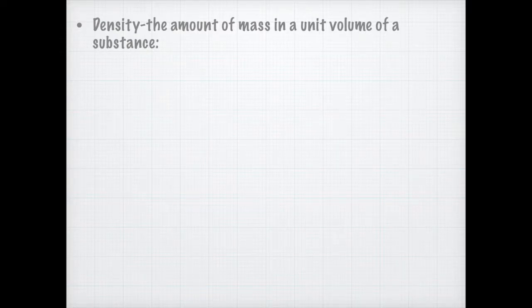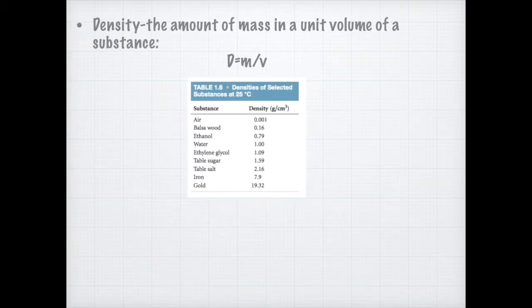Now, density is the amount of mass in a unit volume of a substance, and so the formula for that is simply mass divided by volume. Okay, and if you look at all the different densities for substances, what you should recognize is the fact that the density is what determines whether or not something's going to float.